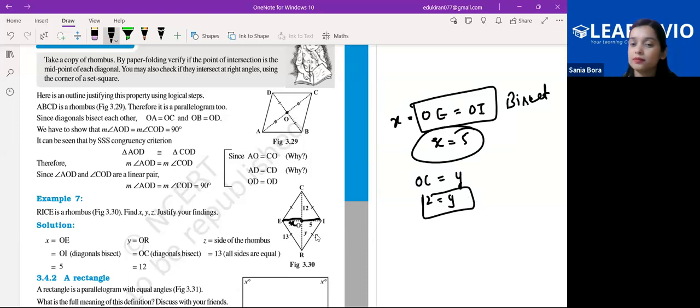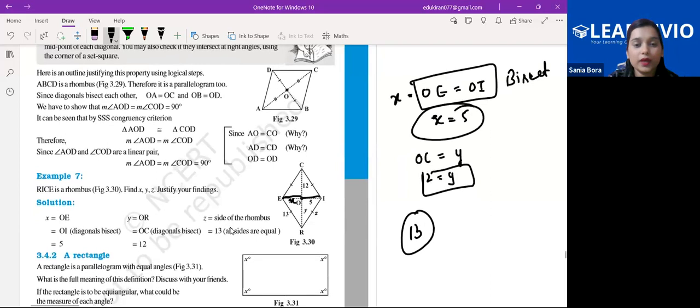Tell me. Ma'am, in a rhombus, all the sides are equal. So then the parallel, Z is equal to 30, so this would be 13. Clear? Okay. Chakrika, you got it now?